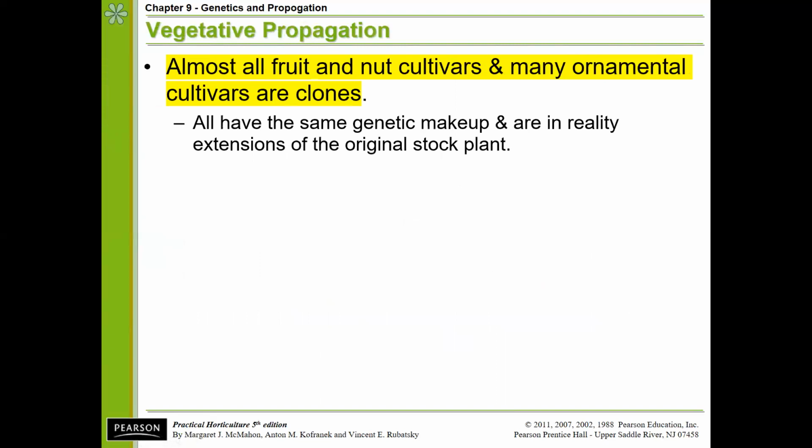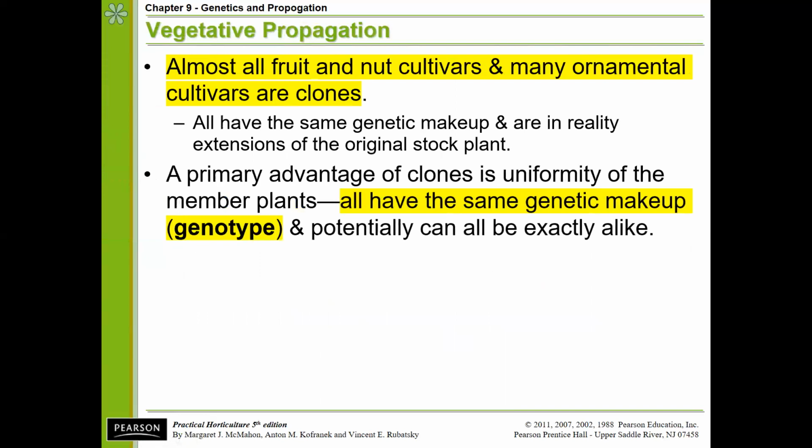Almost all of our fruit and nut cultivars and many of our ornamentals are clones. They have that same genetic makeup, the same genotype, and potentially can all be exactly alike. That depends on the phenotype of the environment and how it causes those genes to be displayed.